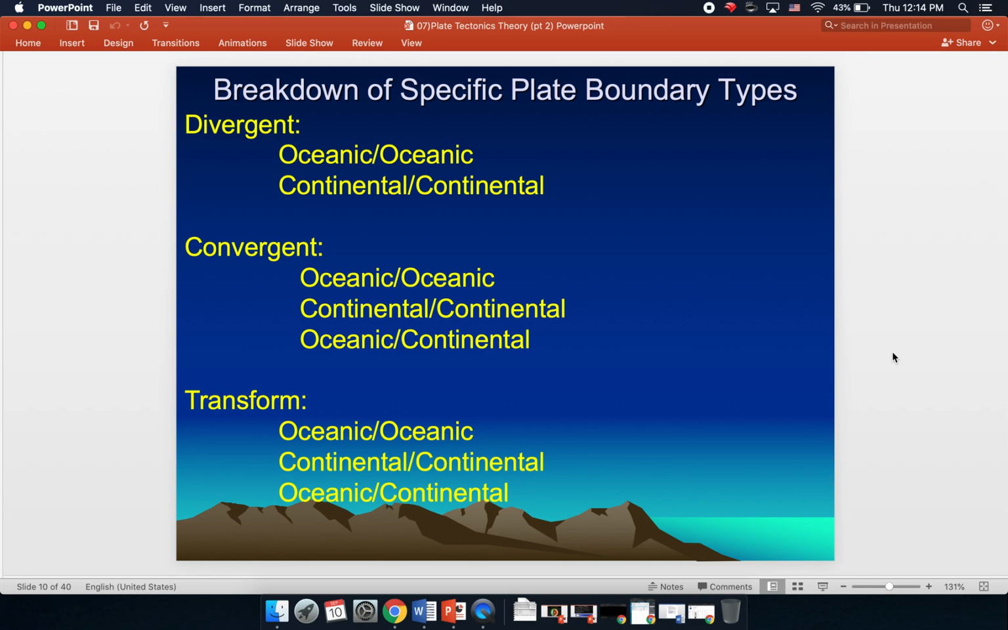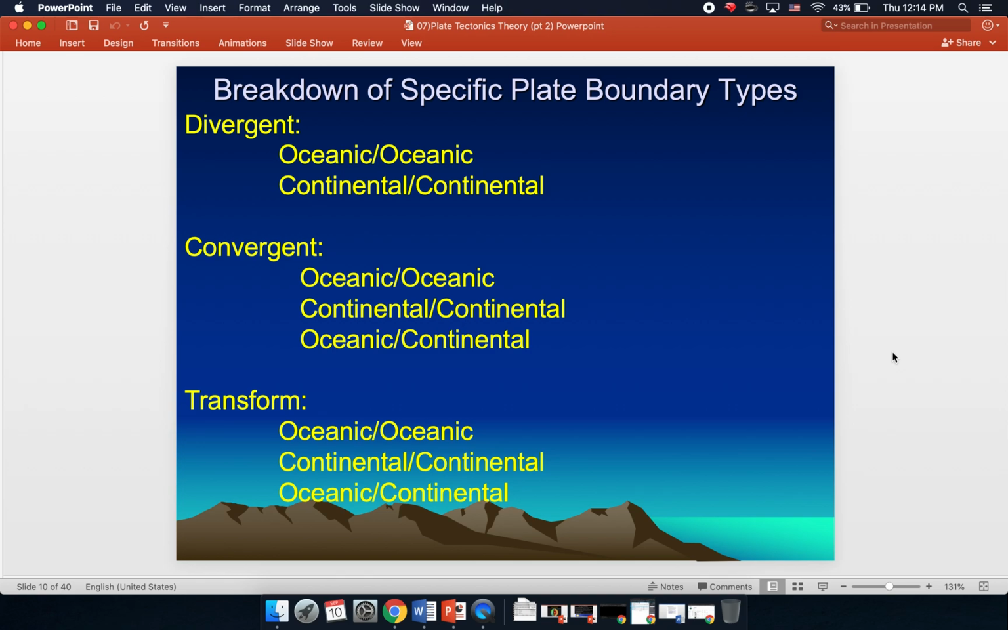Divergent has two specific subtypes. Convergent and transform each have three subtypes. So with divergent, we have oceanic to oceanic. That means you have two oceanic plates with a divergent boundary between them. I shouldn't say coming together because divergent means moving apart, but they exist together there. And the same thing could happen with two continental plates. You can have two continental plates with a divergent boundary between them.